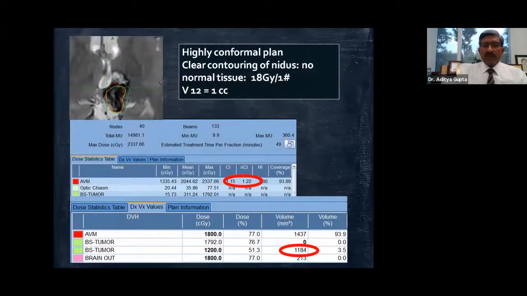So this was the final plan. If you take a look at the conformity index, it's quite good at 1.22. And the 12 gray volume was a shade over 1 cc. And we were treating this with 18 grays in a single fraction.